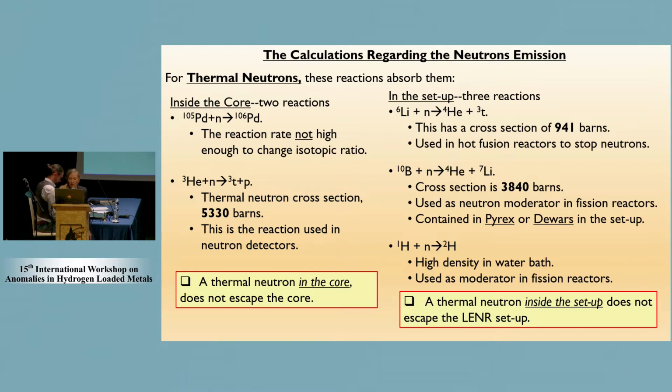The third reaction is the water bath with a high density of hydrogen. Again, this is a moderator for fission reactors, and it is also used in most LENR setups. Deuterium is created. The result is that thermal neutrons will not escape the LENR setup. But what about energetic neutrons?